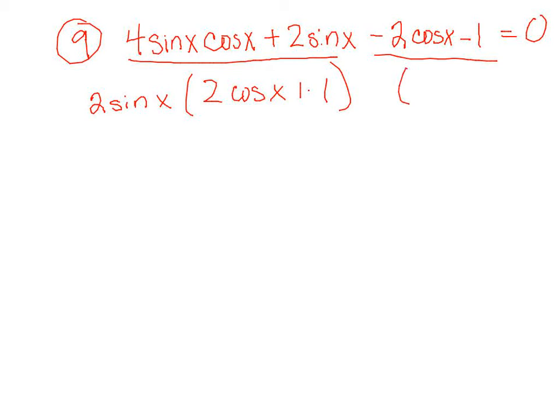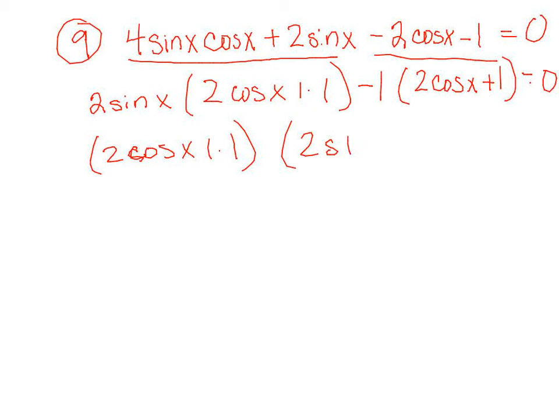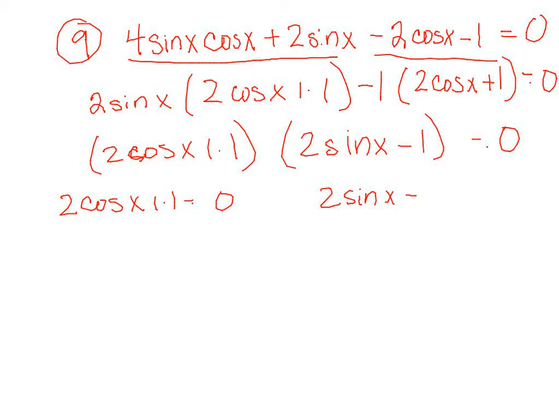Now we want the second one to match. What do we need to factor out of this so that we're left with 2 cosine x plus 1? A negative 1. So this is 2 cosine x plus 1 times 2 sine x minus 1 equals 0. Take each factor, set it equal to 0, and solve. So we get cosine x equals negative 1/2, and sine x equals positive 1/2.